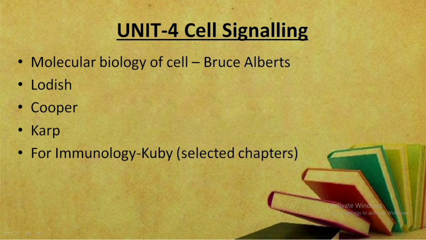For the next unit, that is cell signaling, unit 2 and unit 4 are very much interlinked to each other. So for that, the same first book, Molecular Biology of the Cell by Bruce Alberts, could be used. You could use Lodish. In addition, you could use Cooper, Karp, and if you are targeting immunology, the best book for the same is Kuby. You have to do only selected topics from this particular book. You need not go through the complete book for this chapter. So for the immunology topic, use the Kuby book, and in that use selected topics.